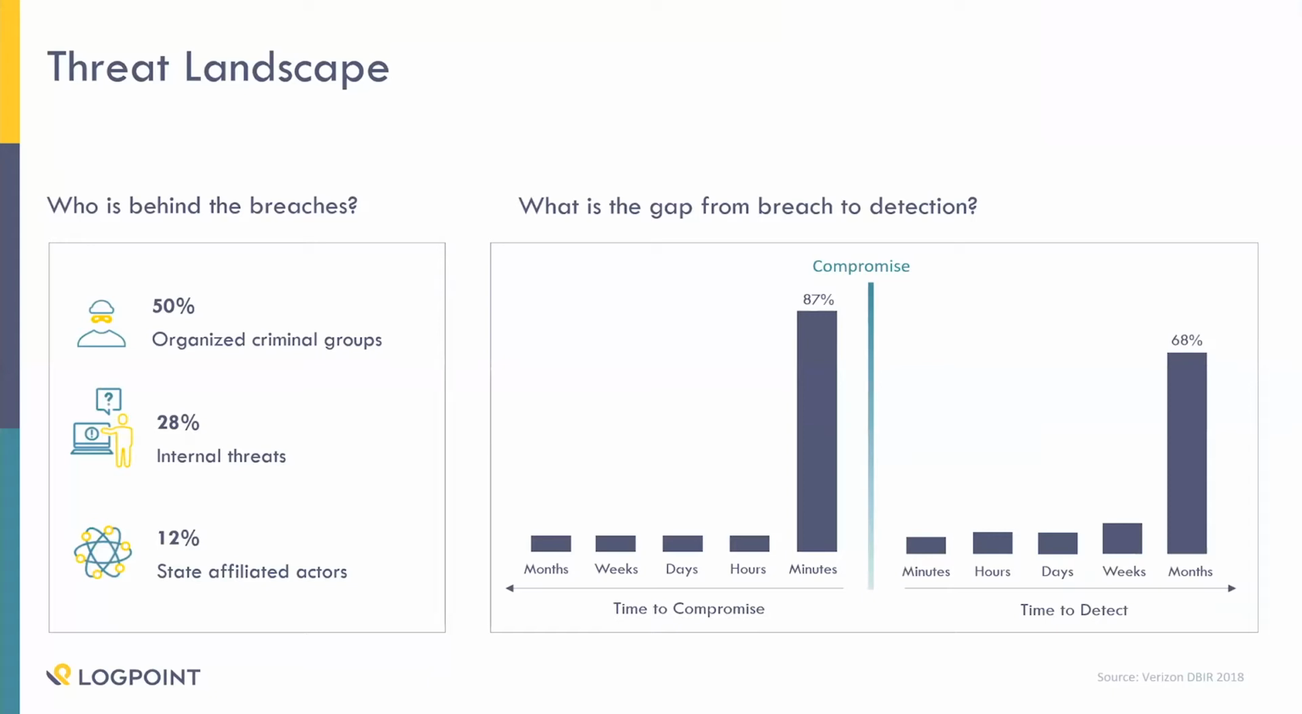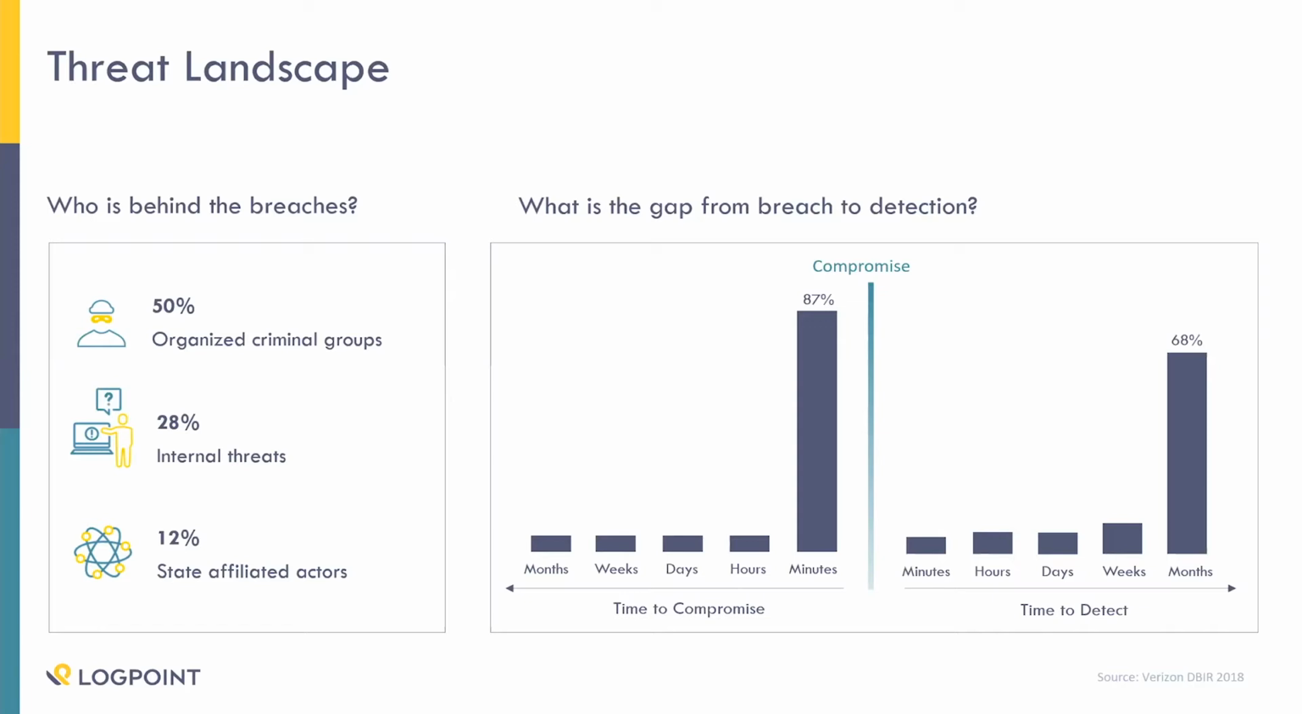So let's go over the threat landscape, what's happening in the wildlife of IT. And we see a lot of breaches. And behind the breaches, there is a certain percentage of organized criminal groups. So if we are talking about ransomware, for example, we are talking about a business. There is a lot of money being earned by ransomware. Then you have internal threats, so disgruntled people working in your company who are accessing data they should not, or selling information. And you have a certain percentage of state-affiliated actors.